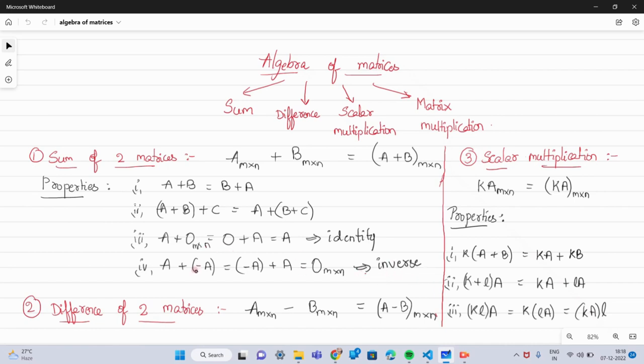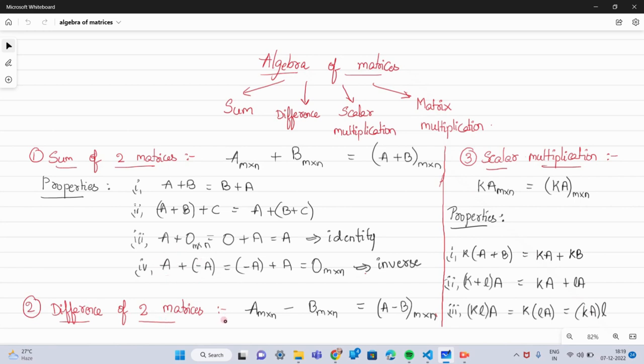Next, inverse property. What should be added to the A matrix so that the output will be the null matrix of order m cross n? It is minus A we should add, which is called the inverse of A.